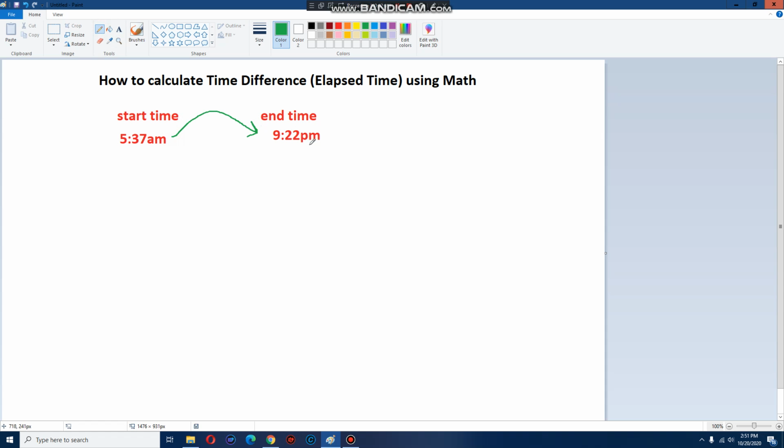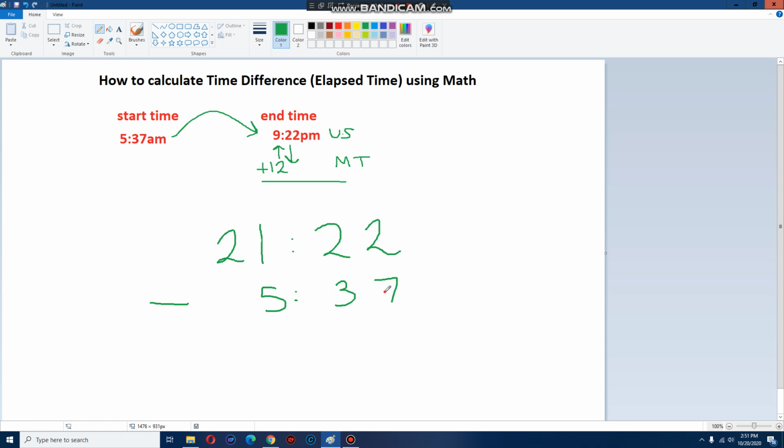Step number 1, again, 9:22 is American time, US time. We have to change this into military time, or MT. How do you do that? You just add a 12 to the 9. So 12 plus 9 becomes 21, and there we go. 21:22 is our military time. Now you take this answer, 21:22, and subtract it by 5:37 a.m. And of course, as always, you draw a line to cut between the hours, H for hours, and minutes, M for minutes.